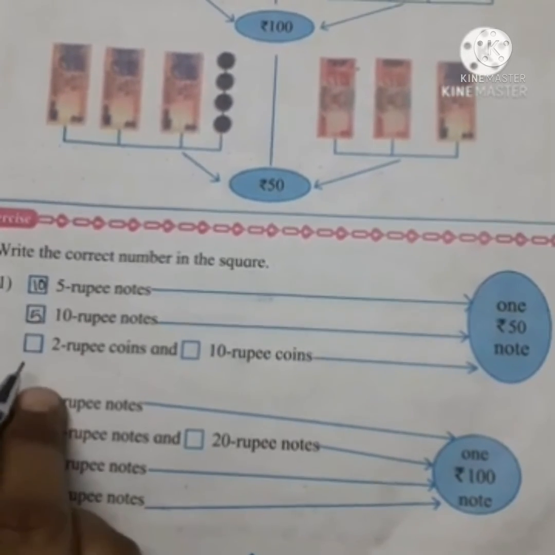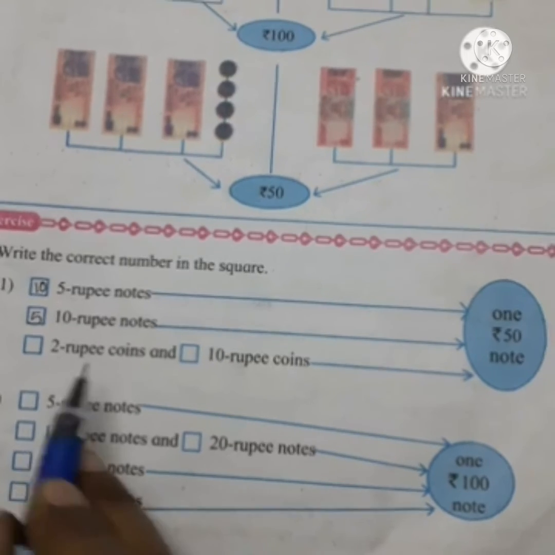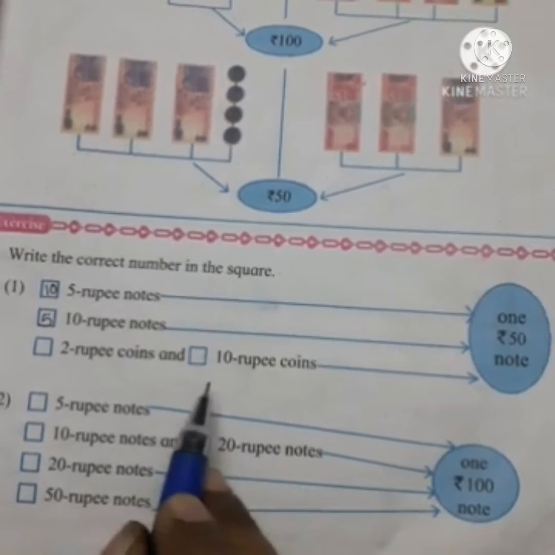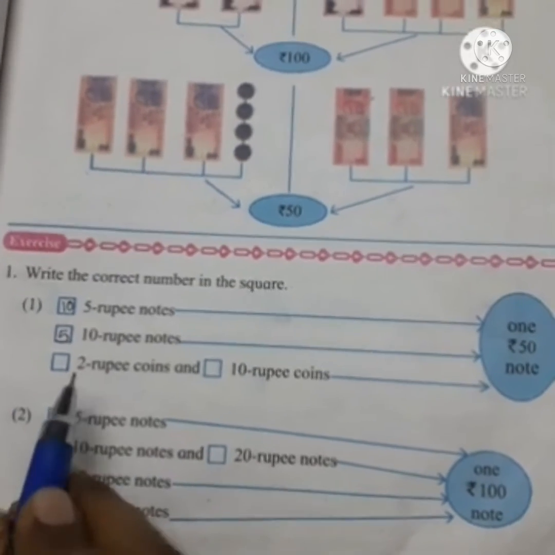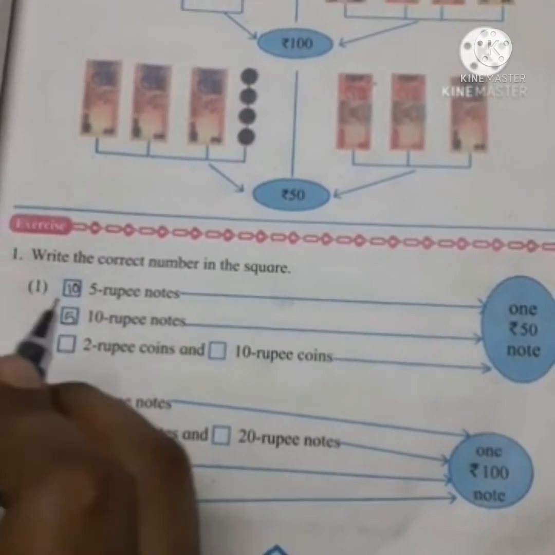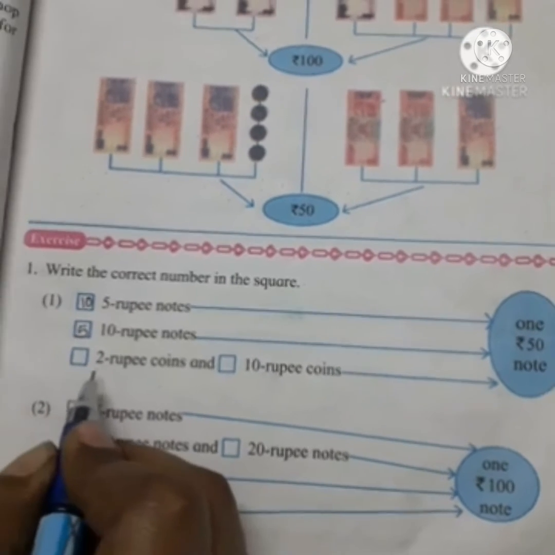Third question, in that only, 2 rupee coins and 10 rupee coins, both the coins if you take, then how will you take? See, if I take 2 rupee 2 coins, then 2 2s are 4.